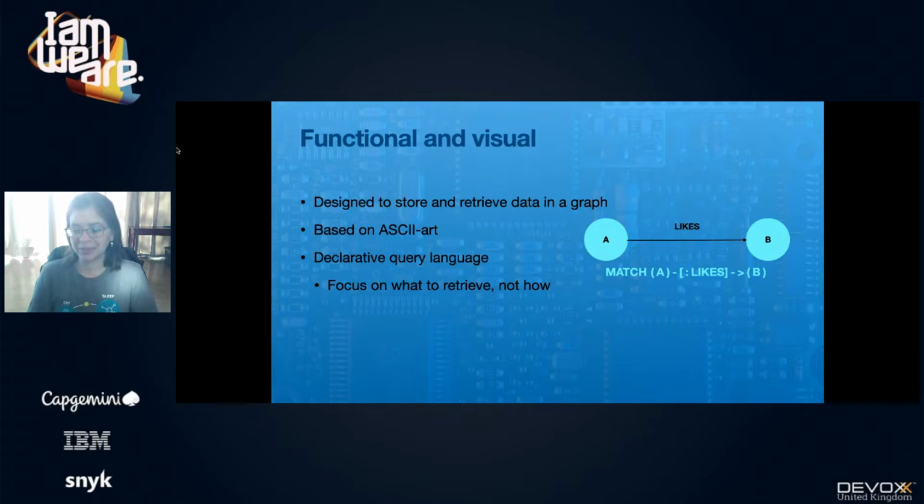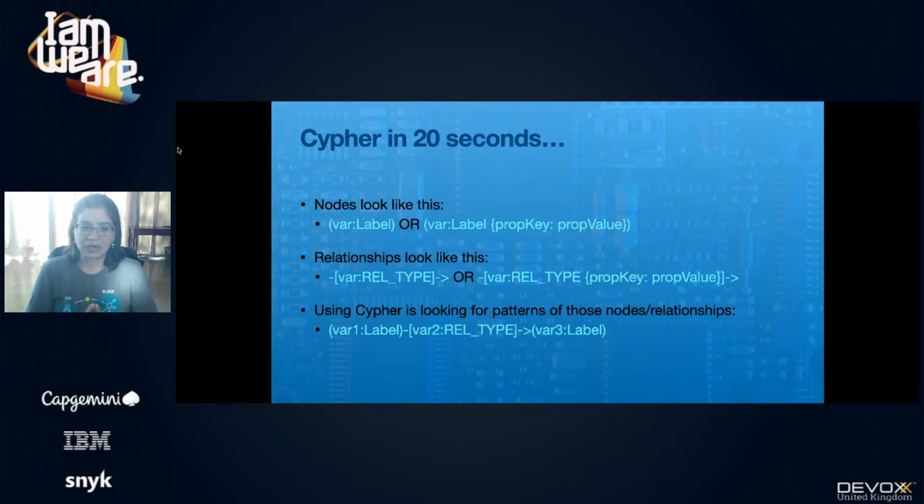We have an image there on the right-hand side of this slide that is a very simple graph. We have a node A, or an entity A, with a likes relationship to entity B. The Cypher statement right below it is match entity A likes entity B. And that's how we would query that pattern in the graph. So just some syntax very quickly. This is literally Cypher in 20 seconds.